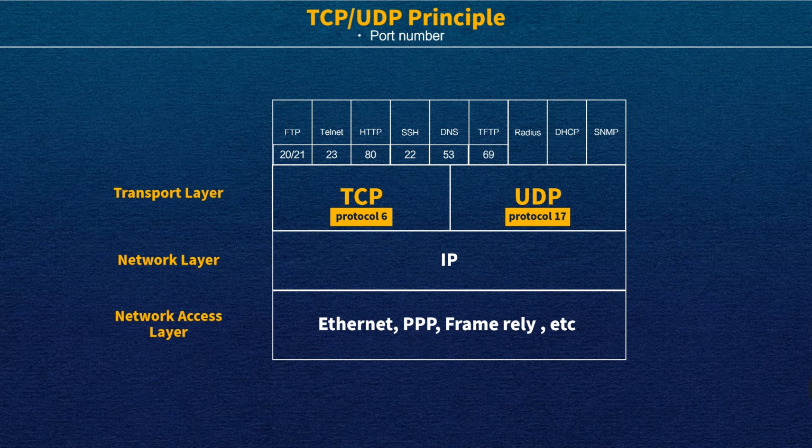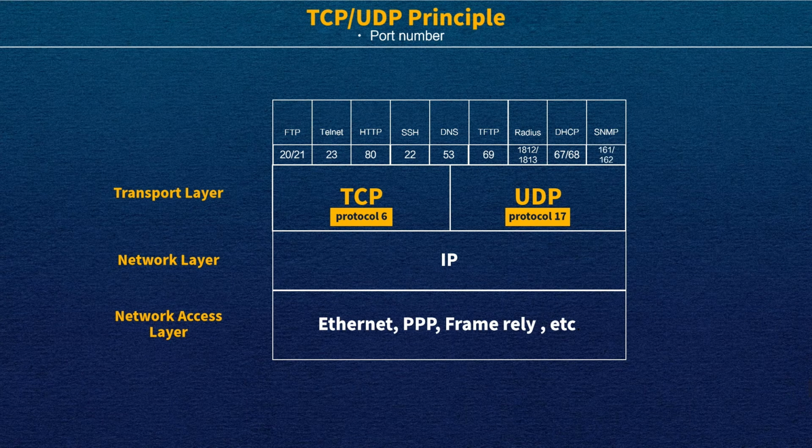And TFTP, the port number is 69. This protocol is also used to transfer files. And RADIUS, we also have two port numbers, 1812 and 1813. These two numbers are one for authentication and another one for accounting. And about DHCP, the port numbers are 67 and 68. DHCP is used to dynamically assign IP addresses to clients.